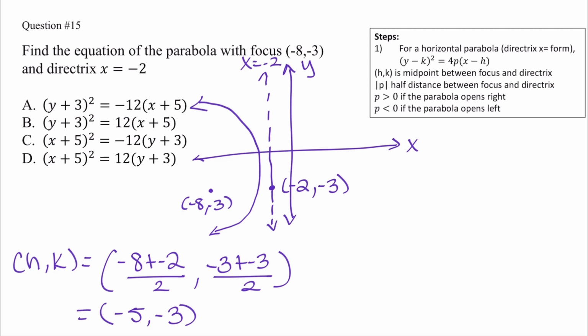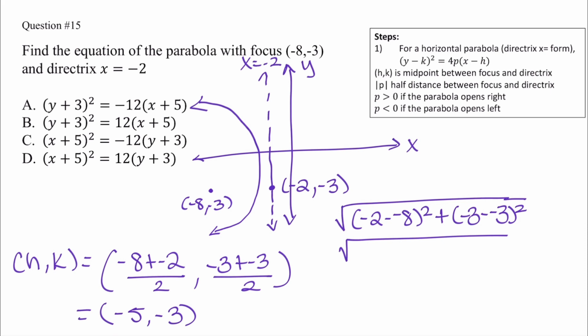Now let's find the distance between the focus and the directrix. So we're going to do the square root of x2 minus x1 squared plus y2 minus y1 squared. So that is going to give us the square root of negative 2 plus 8, so that's going to be 6 squared, plus negative 3 minus negative 3 is going to be plus 0 squared. So that's the square root of 6 squared, which equals 6. And that is going to be the distance between the focus and the directrix. Okay, so P is actually going to equal 3.